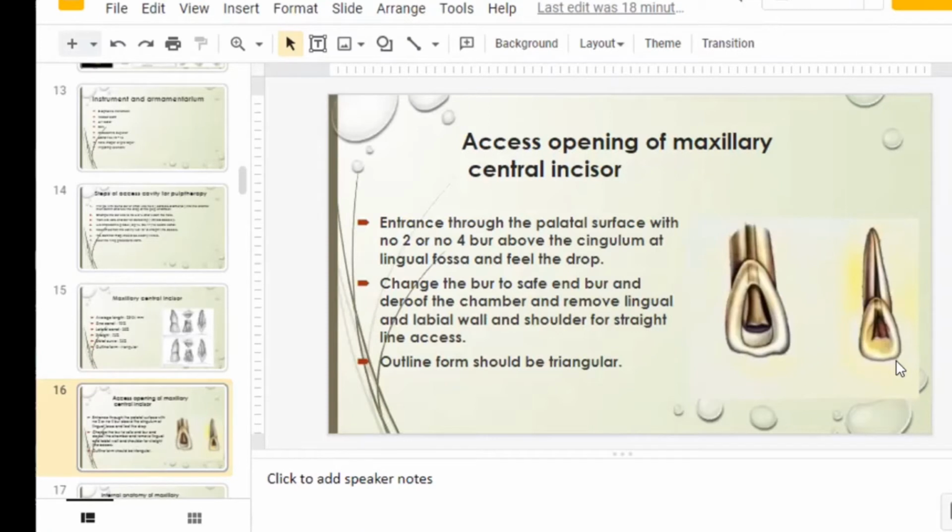So the access opening of the maxillary central incisors is the same. Use a smaller round bur, number 2, and go to 4 mm. Once you get the drop, with the safe-end bur make the triangular outline shape. Then use the DG16 probe and locate the orifice. That is the step for the maxillary central incisors.